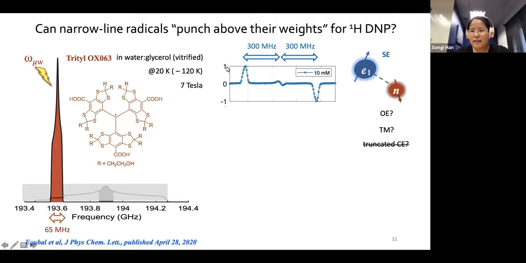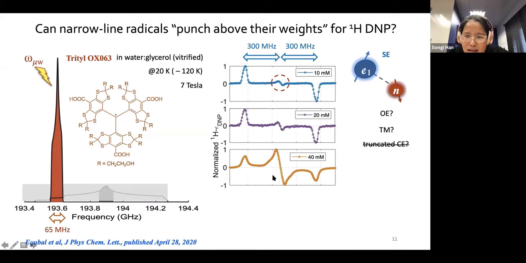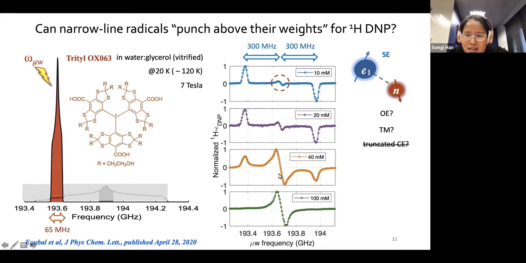Except for a solid effect that you see at 10 millimolar trityl, you see the solid effect that is there, but not very high, something like 10-fold. But you also see the center resonance. Actually, many people have seen it. We went back to other published papers and see this effect. You go to 20 millimolar, this thing grows. You go to 40 millimolar, these things become bigger. You go to 100 millimolar in water glycerol, it's huge. It's only the central peak.